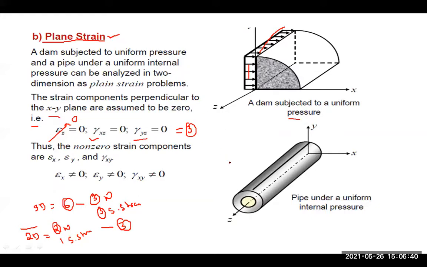Another example for the plane strain is water flowing in a pipe, subjected to a uniform pressure. That is, the pipe is under uniform internal pressure. So this type of case comes under the example of the plane strain.